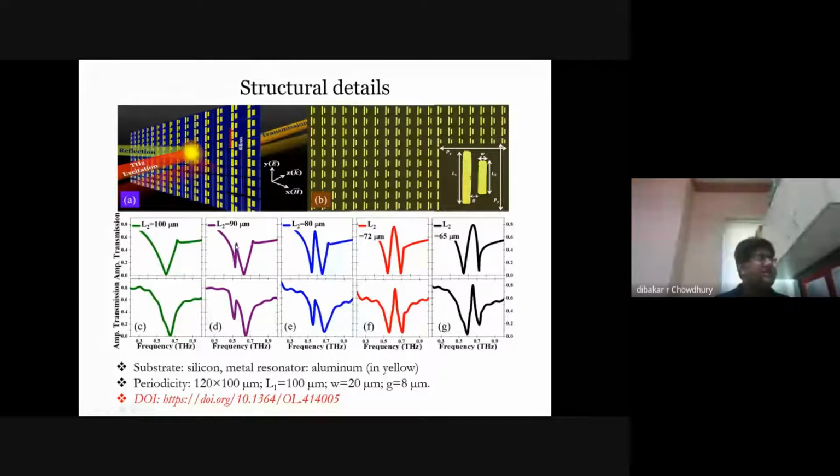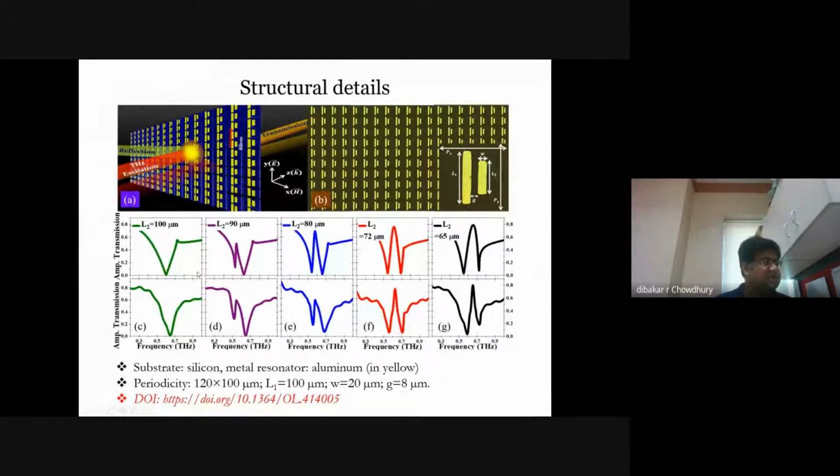In the second sample, L2 is 90 micrometer, that is, it is shrunk in this dimension. In the third case, it becomes 80 micrometer. In the fourth case, it becomes 70 micrometer, shrunk further. And in the fifth case, it becomes 65 micrometer, and it shrinks even further, by 35%. Now, this is the simulation, and this is our experiment.